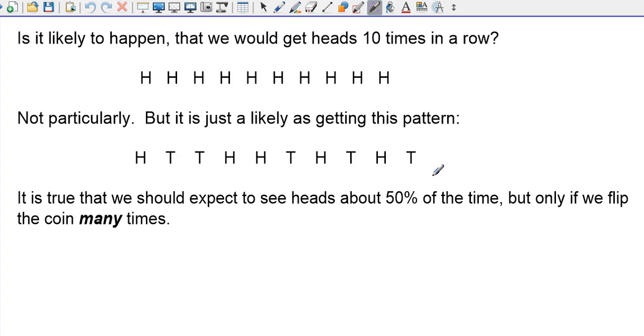Is it likely to happen that we would get 10 heads in a row? Not particularly, but it's just as likely as getting this pattern: heads, tails, tails, heads, heads, tails, heads, tails, heads, tails. It's true that we should expect to see heads about 50% of the time, but only if we flip the coin many times, and 10 times is not enough for us to be able to say that it's going to definitely look like what we expect, 50%, the theoretical probability.